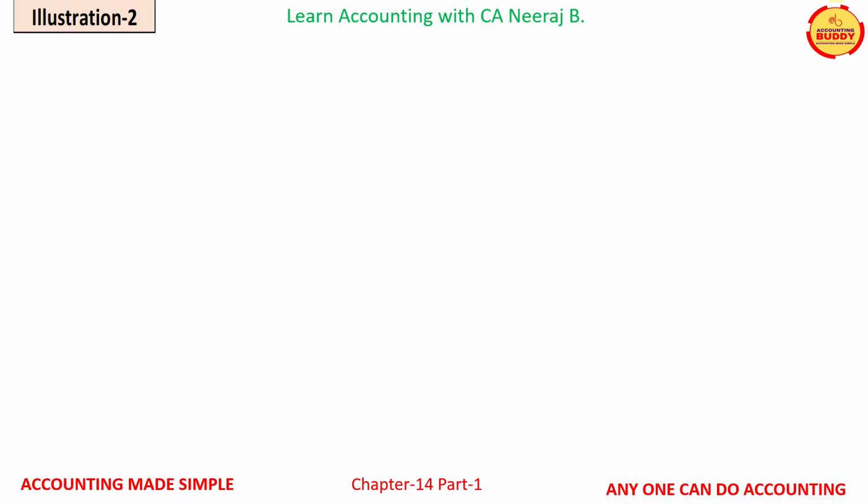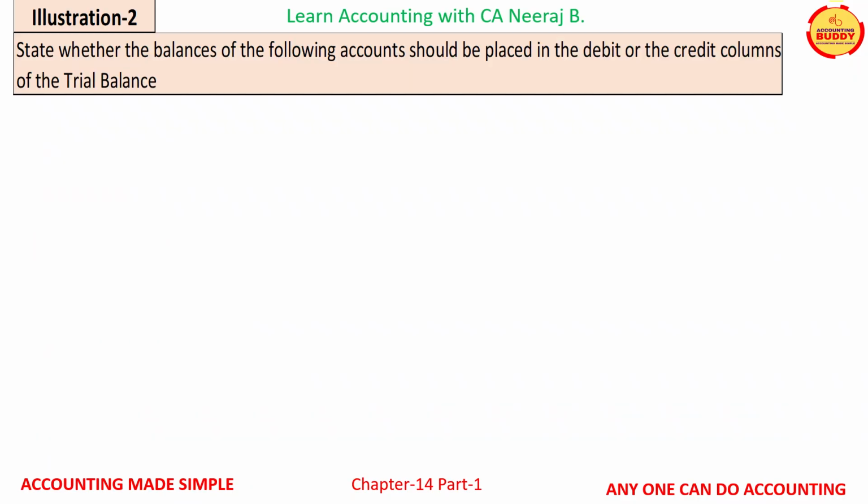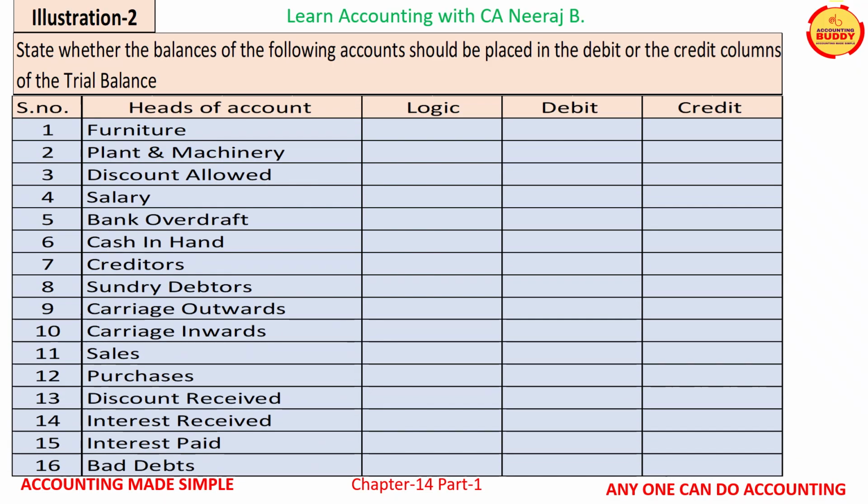Next illustration is: state whether the balances of the following accounts should be placed in the debit or the credit columns of the trial balance. A list of 16 chart of accounts is displayed on your screen. First head of account is furniture. As a tangible asset, furniture is recorded in the debit column of the trial balance. This aligns with the accounting principle that all assets inherently carry a debit balance.